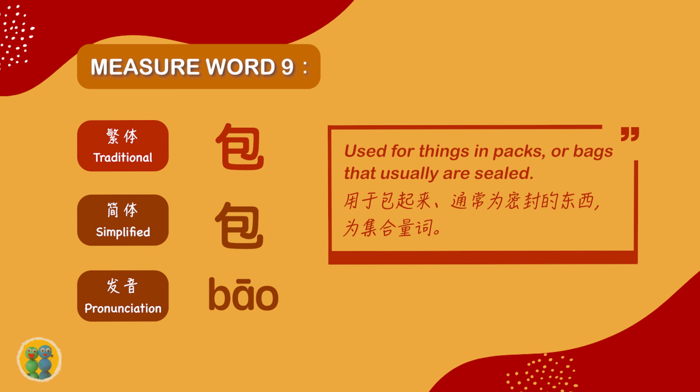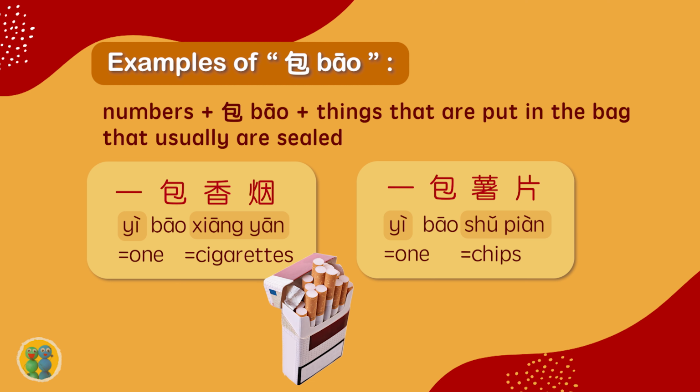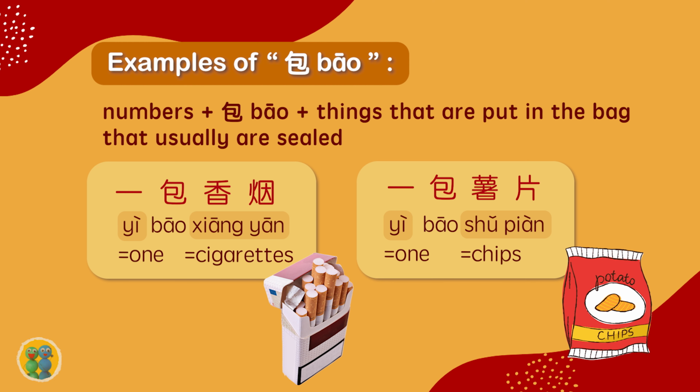The ninth measure word is 包. 包 is used for things in packs or bags that usually are sealed. Let's see the examples. 一包香烟. It means one. 香烟 means cigarettes. 一包薯片. It means one. 薯片 means chips. So here are one pack of cigarettes and one bag of chips. We can see these two examples, cigarettes and chips, their packagings are all sealed.